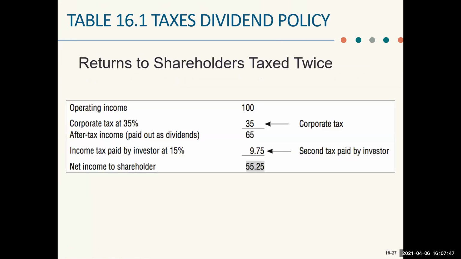And here is the illustration of how the tax is paid. From $100 operating income, the company pays 35% corporate tax, and $65 is paid to the shareholders in the form of dividends. If the income tax, which is a dividend tax, is 15%, then at the individual level the shareholders will pay $9.75 from this, which is 15% of 65. So what they actually get is $55.25.